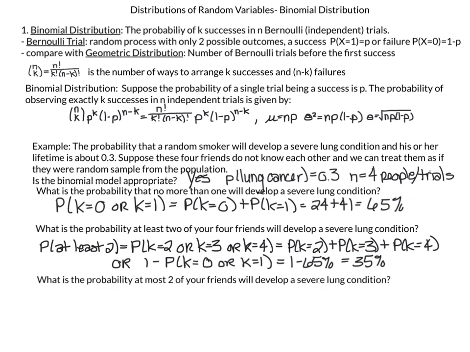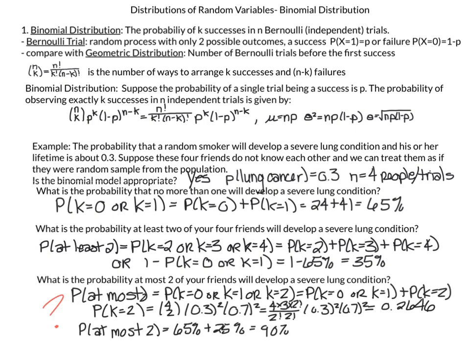What is the probability at most 2 of your friends will develop a severe lung condition? So at most is going to be 0, 1, or 2. Probability k equals 0 or k equals 1 or k equals 2 is the sum of probability k equals 0 or k equals 1 plus probability k equals 2. And I grouped this way because we've already had the work for this part up here. So that's 65% plus probability k equals 2, which we haven't calculated yet. So that's next.